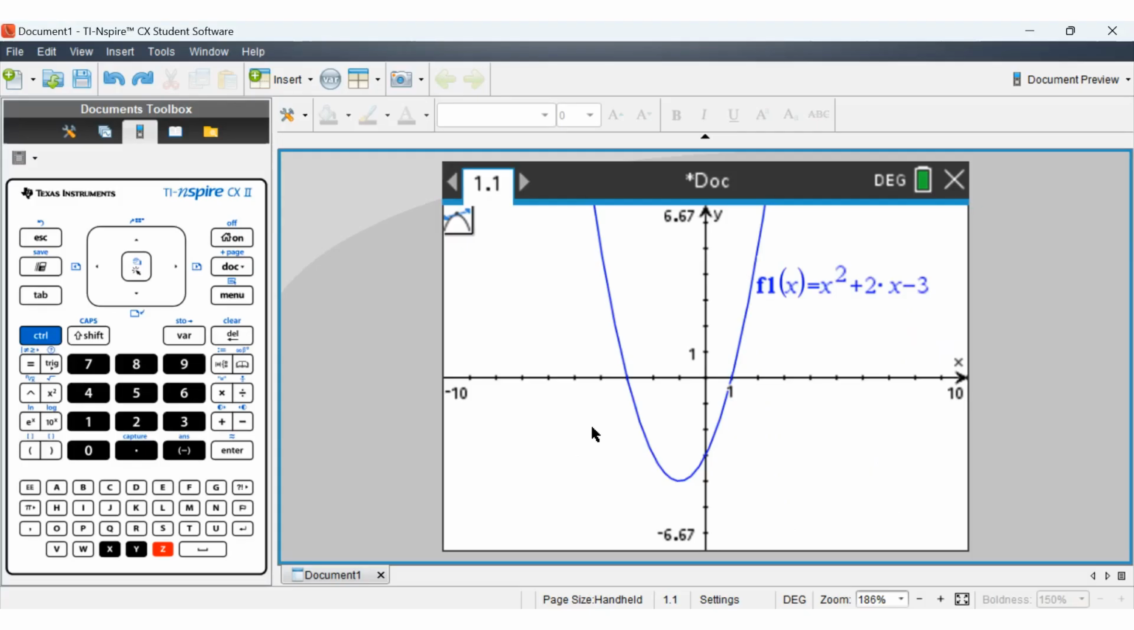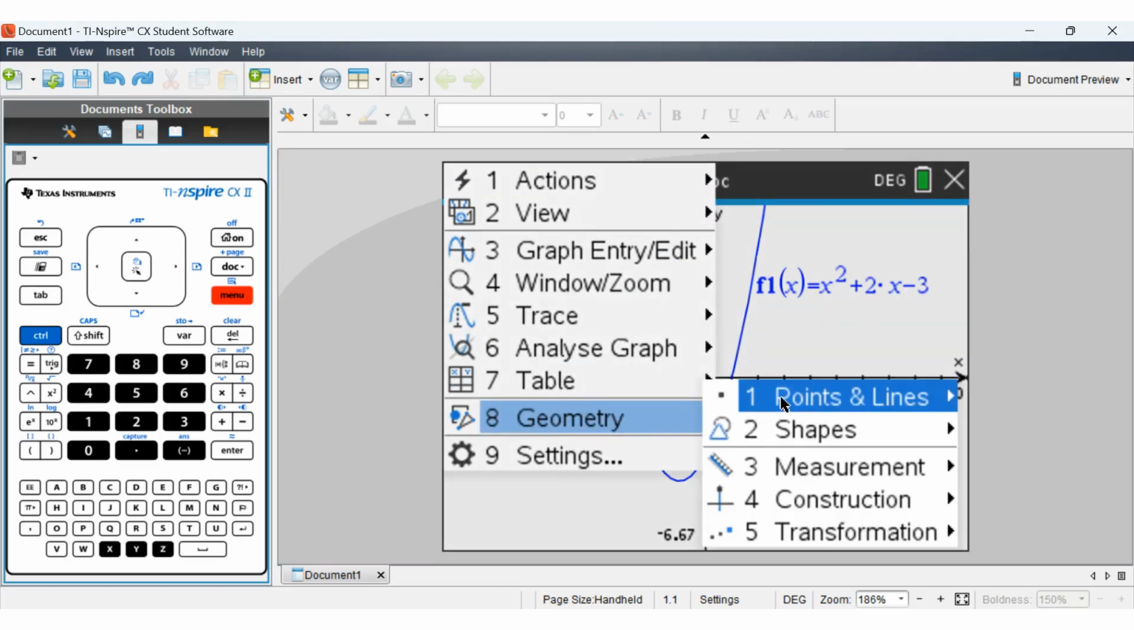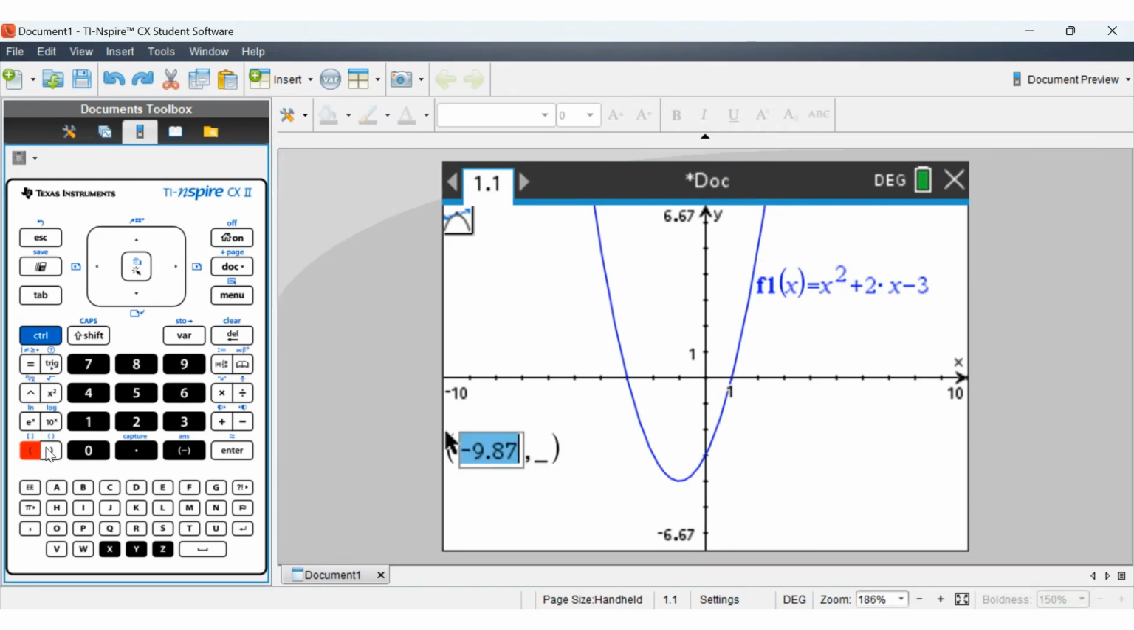So here I have the TI Inspire CX, and I've opened a graph page and I've graphed the curve. So to work out the equation of the tangent, then what we do is go to Menu and then Geometry, Points and Lines, and Tangent. Now as I'm hovering over that curve, you can see it's quite difficult to get an exact x coordinate. So just click anywhere and then open a bracket and type in the x coordinate you want, which in this case is 1. And when you hit enter, you end up with the tangent and its equation drawn on the graph.